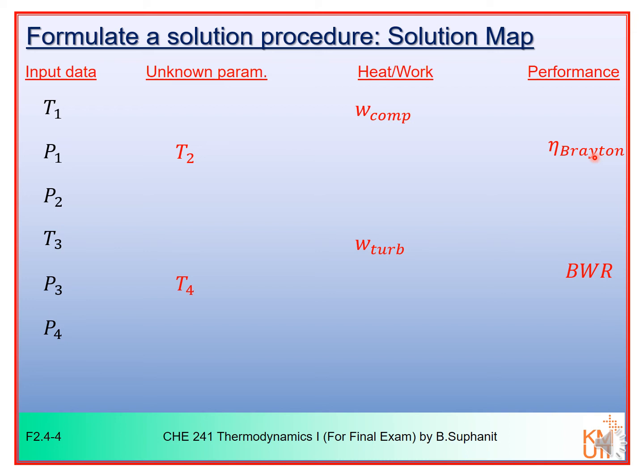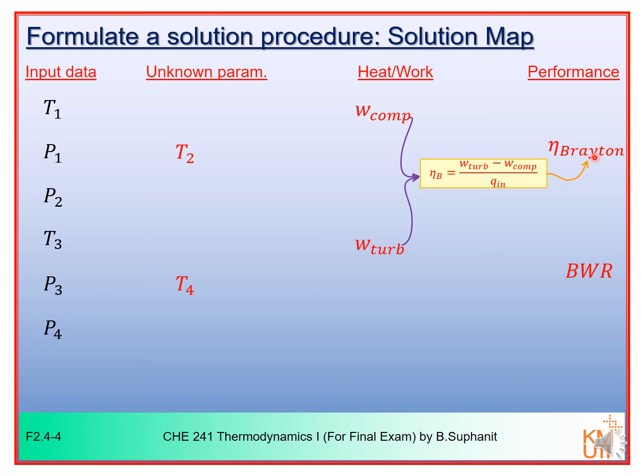Next, we start to establish relevant relationships between variables, starting from the parameters in the outer layer, which are the performance indicators. The Brayton efficiency could be determined from the definition of what we get over what we give, which is the net work output divided by the heat input.